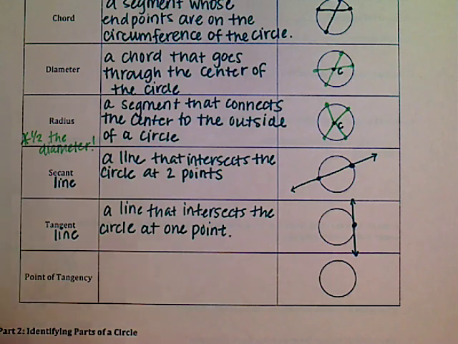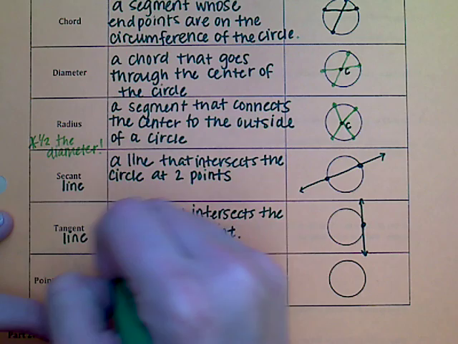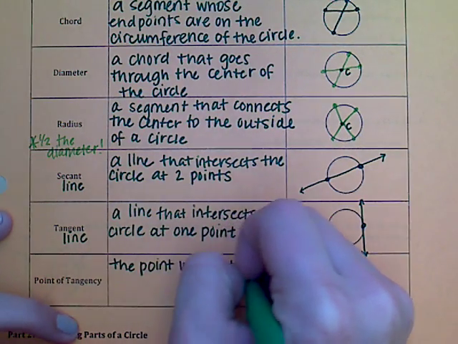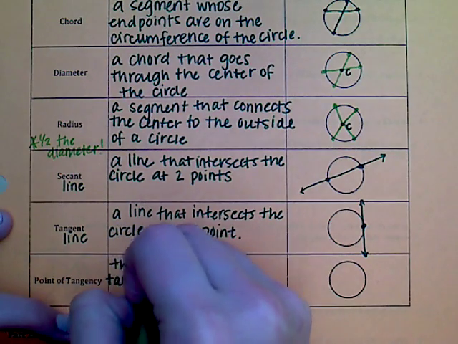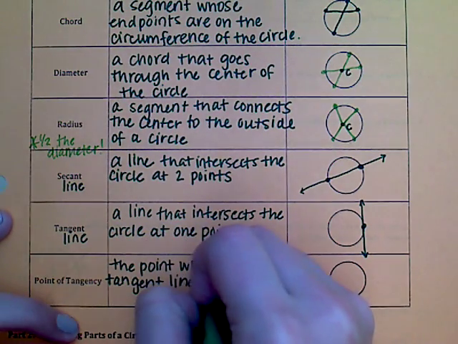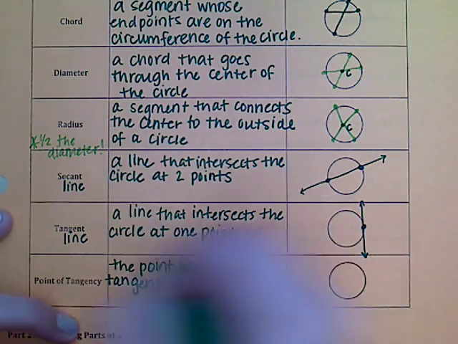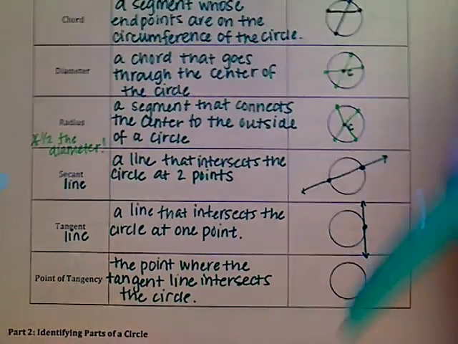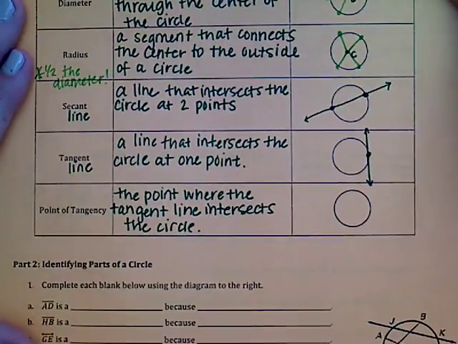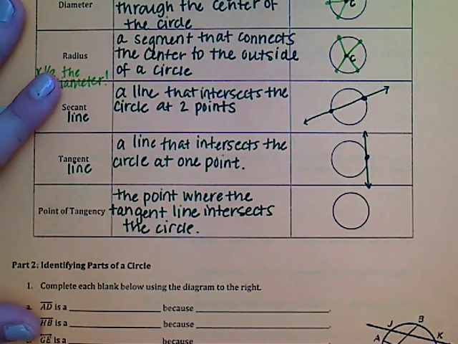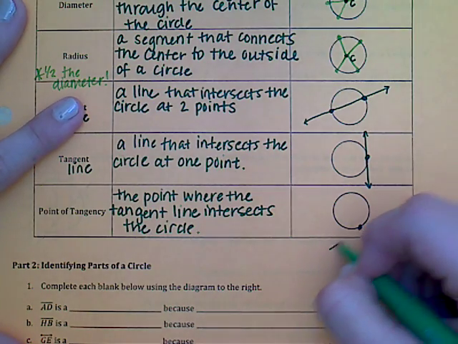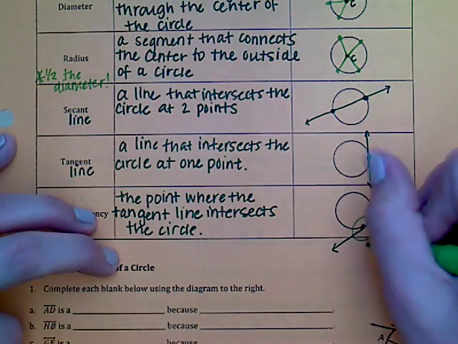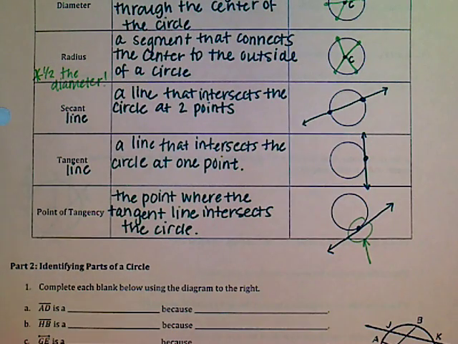And the last one is a point of tangency, and that's actually the point where the tangent line intersects the circle. So again, if I would draw a tangent line here, it only hits at that 1 point. So my point of tangency has to be that point right there.